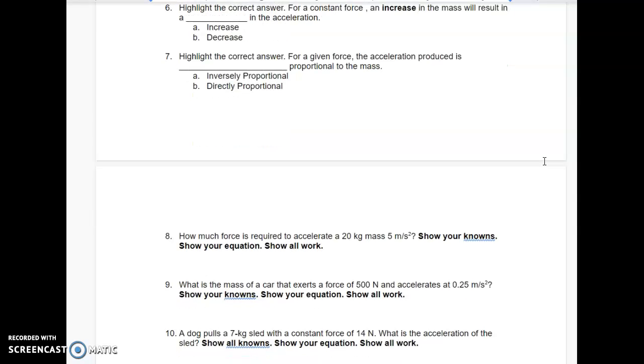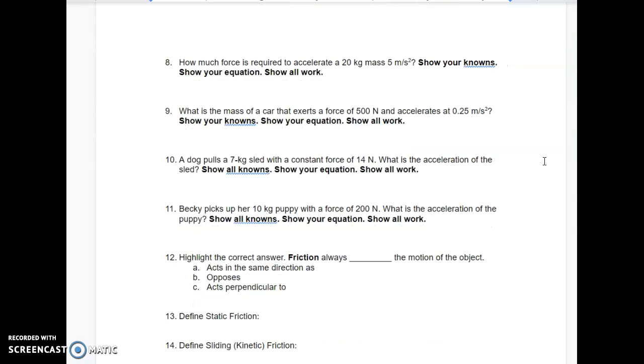Okay, so how much force is required to accelerate a 20 kilogram mass 5 meters per second squared? So for this one, we need to use F equals ma.